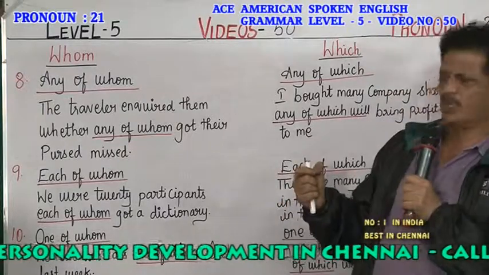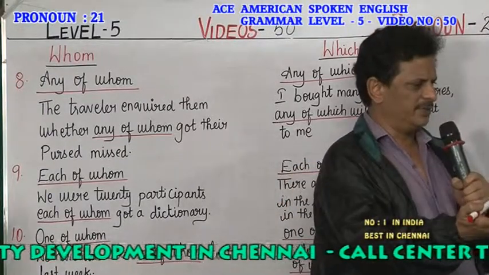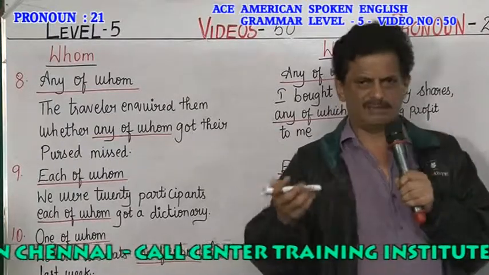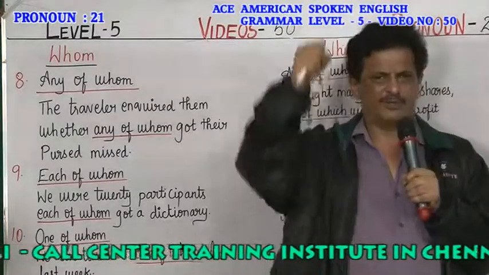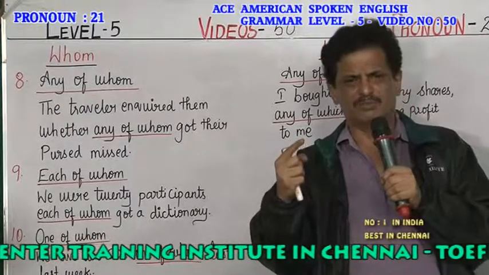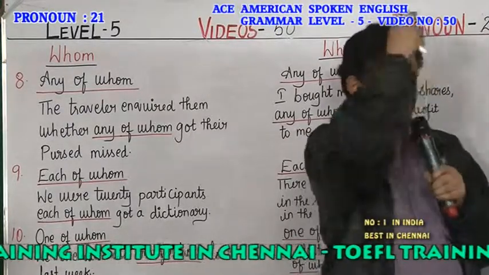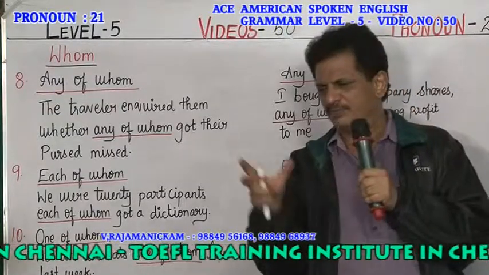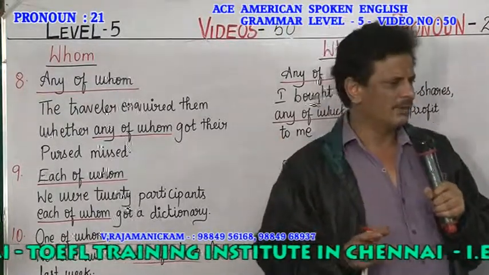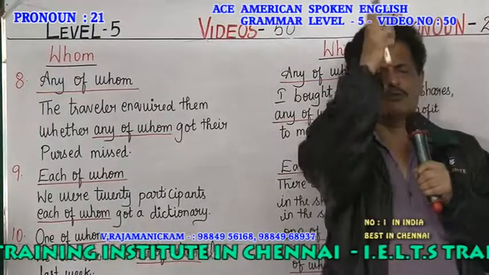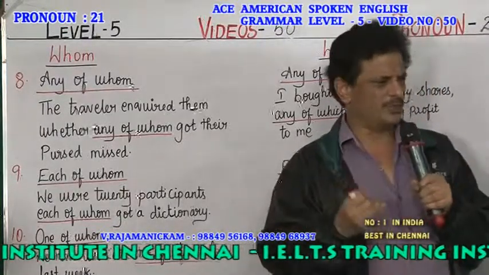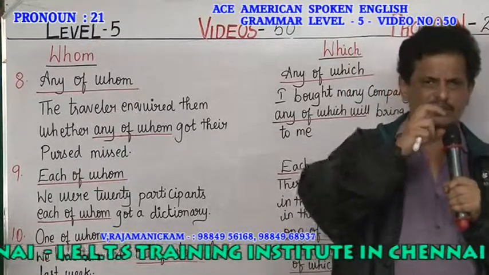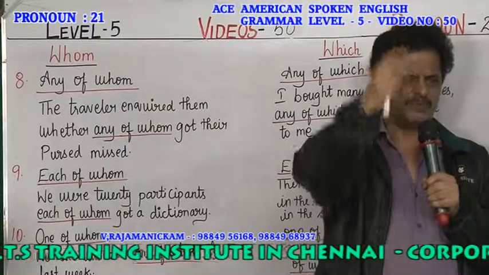Coming here to pronouns, what are the pronouns? I, we, you, he, she, it, they are subject pronouns. My, our, your, his, her, its, their are possessive pronouns. Me, us, you, him, her, it, them are object pronouns. Myself, ourselves, yourself, himself, itself, themselves are reflexive pronouns. Mine, ours, yours, his, hers, its, theirs are possessive pronouns.